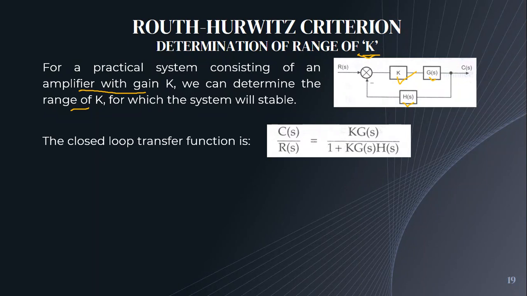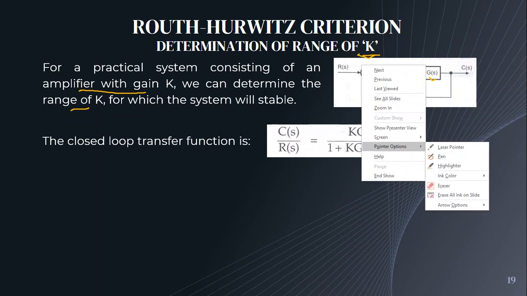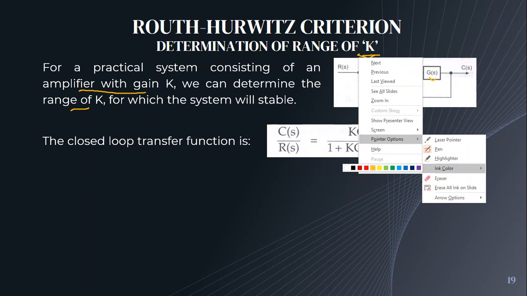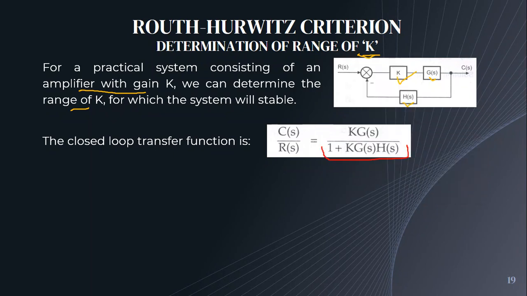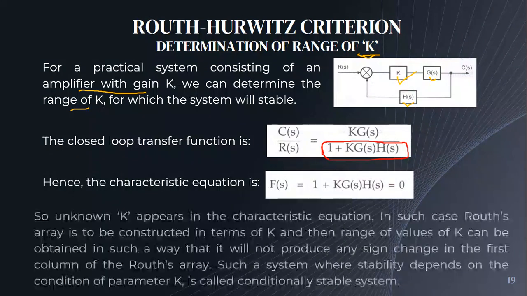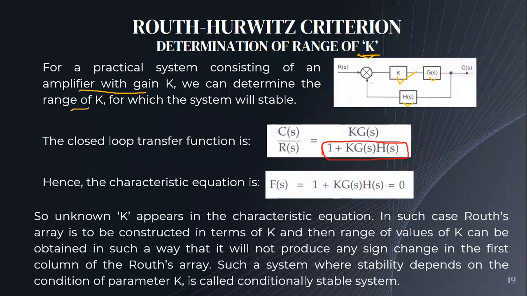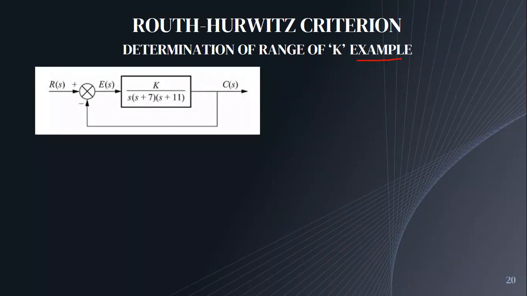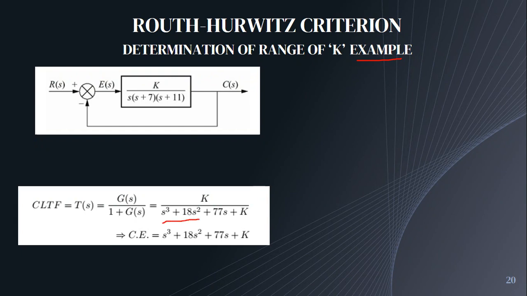So if I just solve it using block diagram reduction technique, I'll obtain an equation like this. And this is my characteristic equation. Right? So if I just solve this characteristic equation for the value of k, I can determine the range of k for which the system is going to be stable, right? So let us look at it with the help of an example. So if I have a controller with a feedback element like this, I can obtain the characteristic equation by multiplying it. So I'll get the characteristic equation in this way.